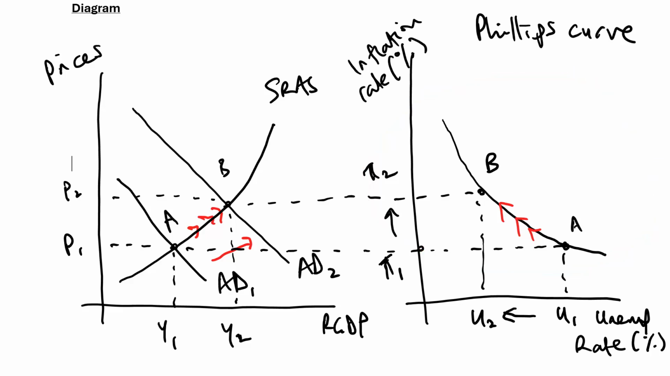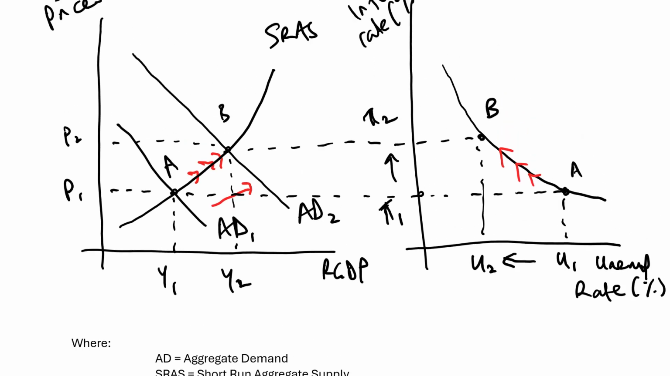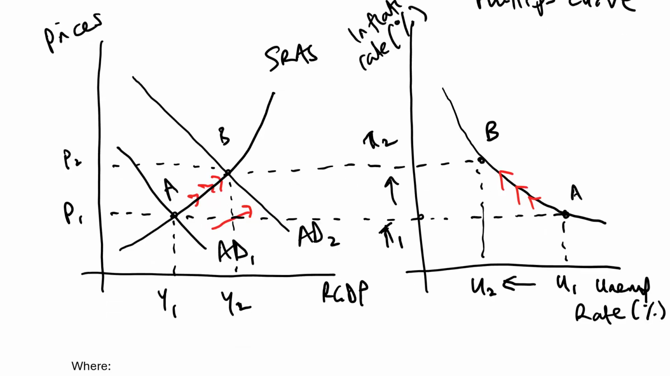And as usual, I just want to make sure that you label your diagrams. So down here, AD equals aggregate demand, and SRAS equals your short-run aggregate supply, etc. So this is standard. If you don't really understand what this stuff is, then I encourage you to go back and review your notes. But this is a very standard aggregate demand, aggregate supply model of the economy.